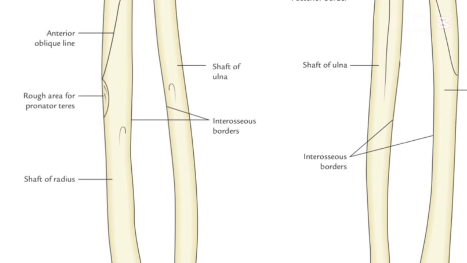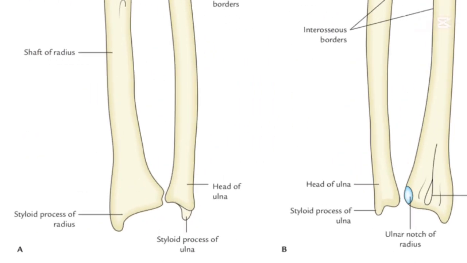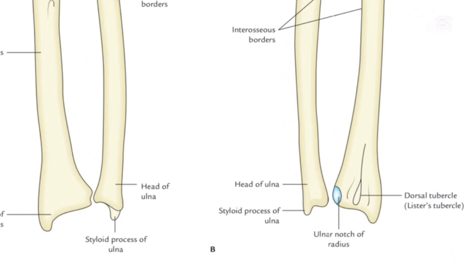Now, in the lower end, what can you see? The lower end has the styloid process. The styloid process is very important because it articulates with the carpal bones. In the dorsal part, you have what is called the dorsal tubercle. You can palpate the dorsal tubercle on the posterior lower end of the radius bone. Also very important.